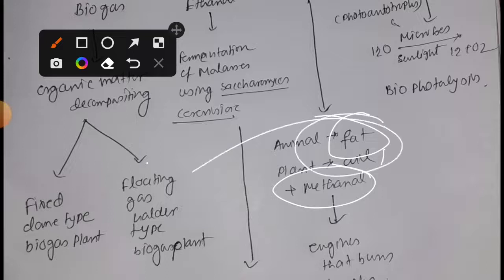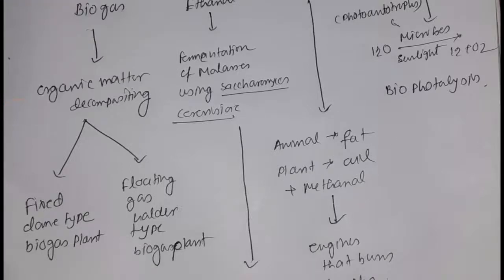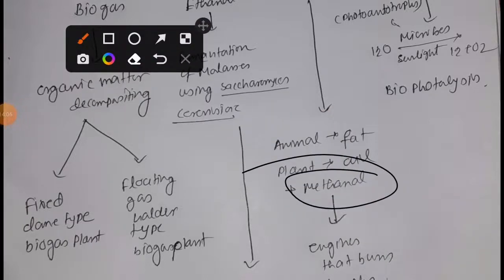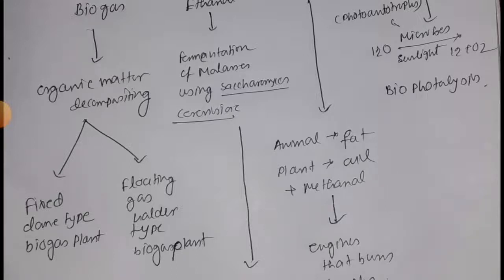So in case of animal we are using fat, and in case of plant we are using oil, okay. And with that we have to use methanol, although we are also going to use other important components such as KOH, which will act as a catalyst, and sulfuric acid, that will facilitate the mixture of methanol and animal fat or plant oil, okay.